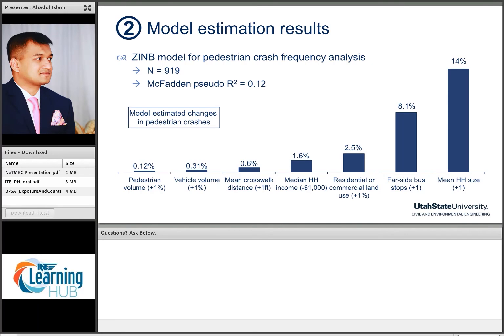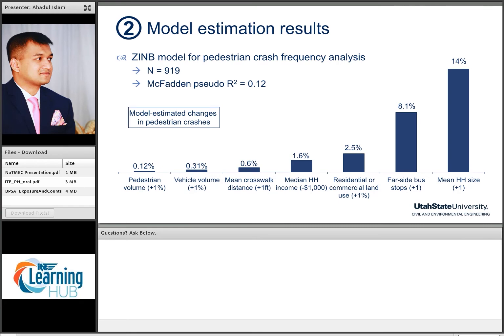The results from the zero-inflated model developed for crash frequency analysis suggested that both pedestrian volume and traffic volume were significantly associated with crashes. An increase in vehicle volumes by 1% increased the number of pedestrian crashes by 0.31%. Among the road network characteristics, intersections with greater crosswalk distance had slightly more pedestrian crashes. A 1-foot increase in mean crosswalk distance was associated with a 0.6% increase in crash frequency.